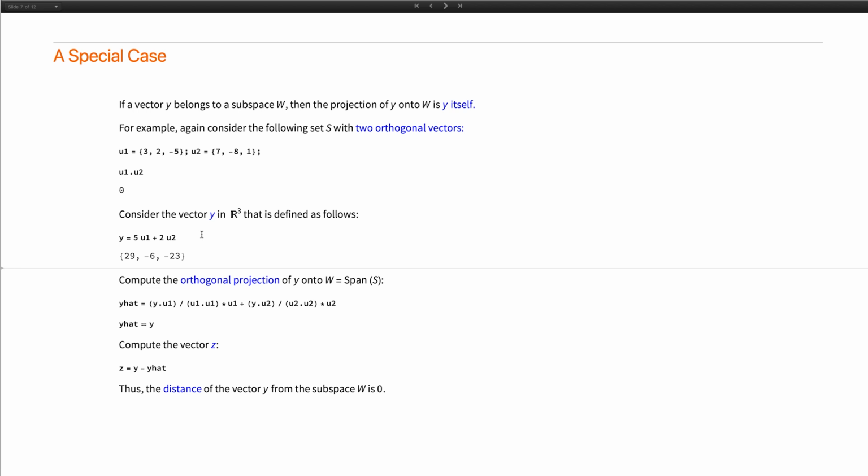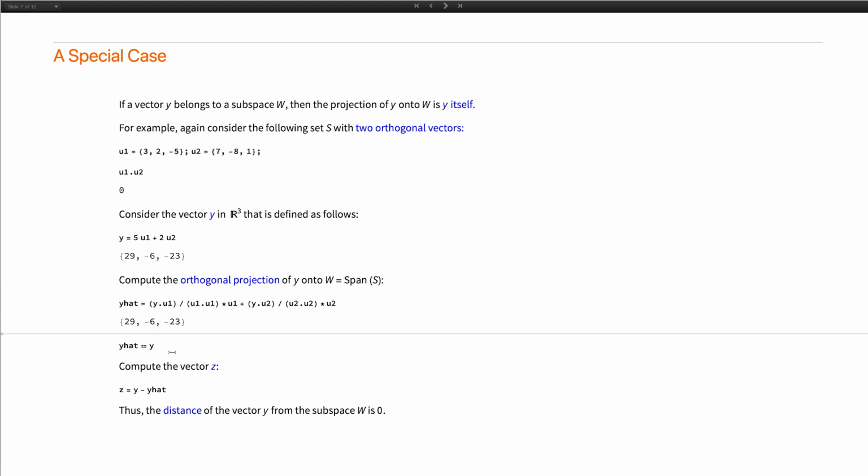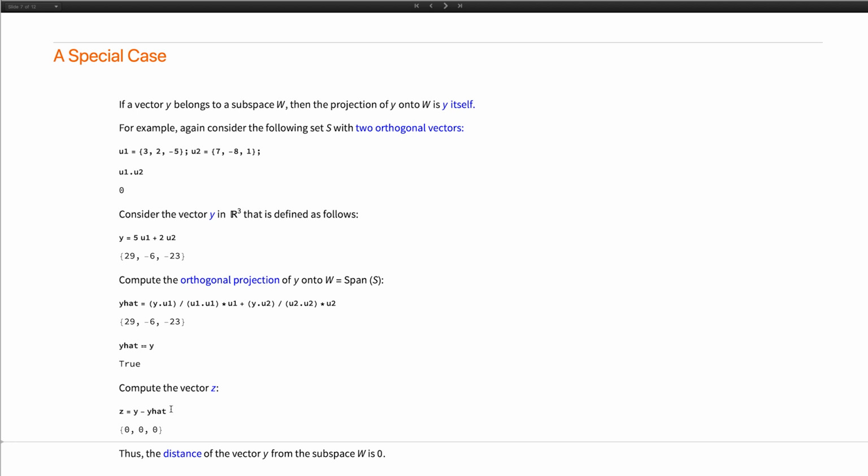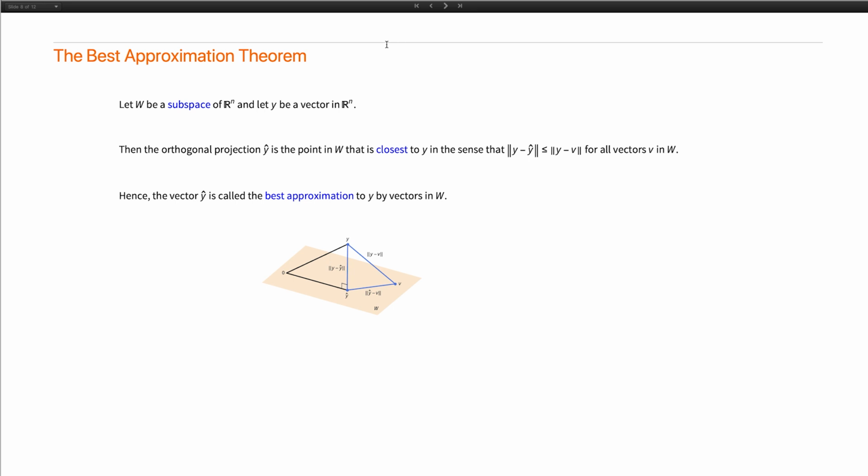It's in the span. And if you try and compute the projection, you actually see that it's equal to the original vector. And if you do the z computation, then you just get a 0 vector. In other words, the distance of the vector y from the subspace is 0. It's in W, so distance is 0. Okay, the question now is, why are these orthogonal projections so important?